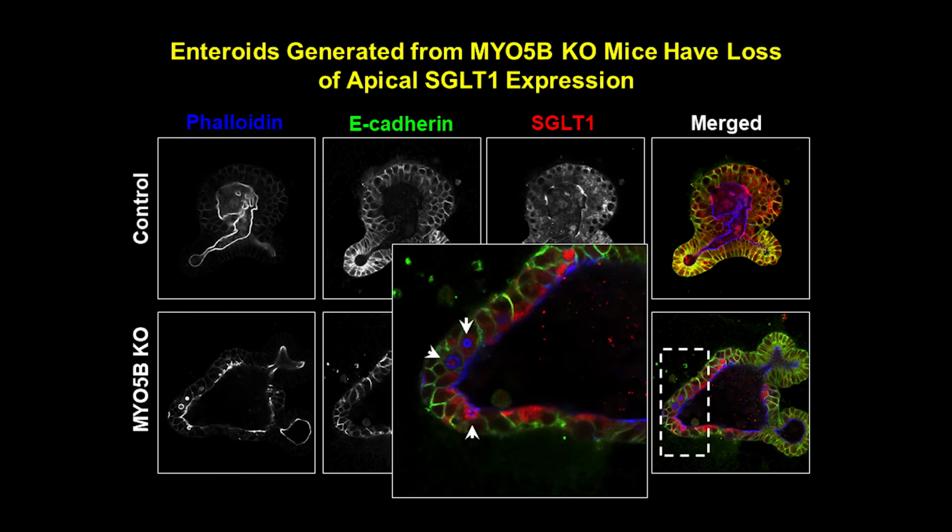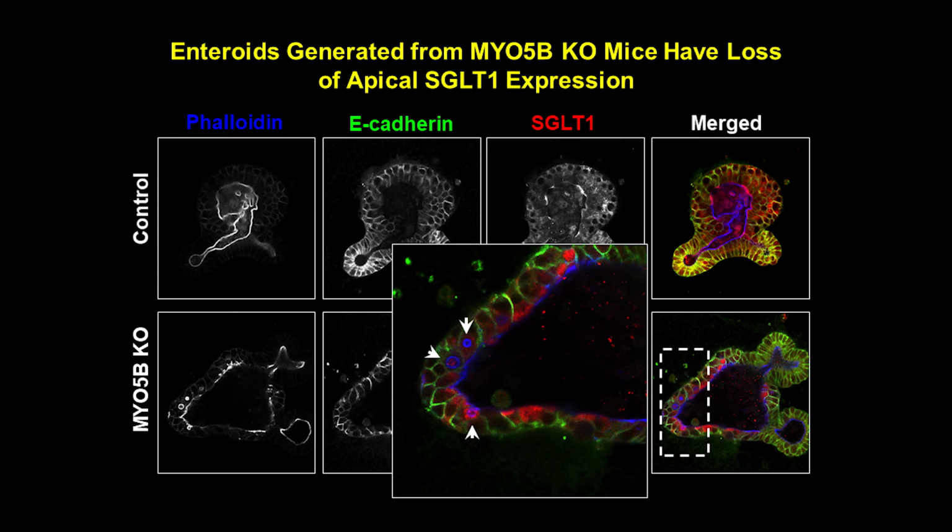I think you can see here pretty clearly that SGLT1 is sort of subapical or diffuse. So in the children, these transporters are not getting to the apical membrane. And if they don't get to the apical membrane, you can't absorb water.